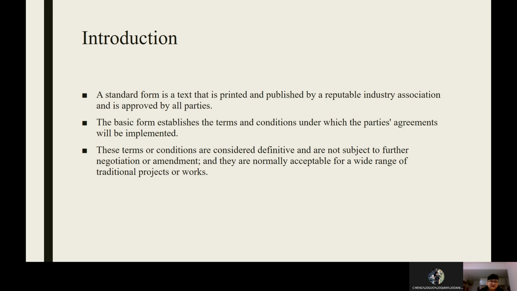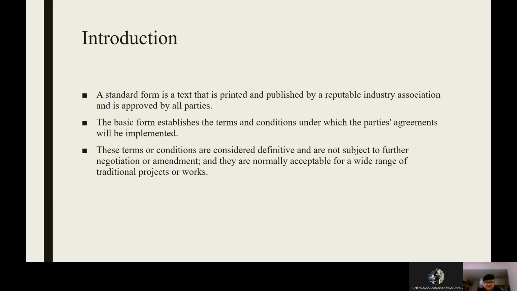Now, about the introduction. A standard form is a text that is printed and published by a reputable industry association and is approved by all parties. The basic form establishes the terms and conditions under which the parties' agreements will be implemented. These terms or conditions are considered definitive and are not subject to further negotiation or amendment, and they are normally acceptable for a wide range of traditional projects or works.